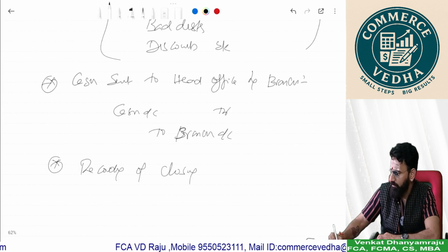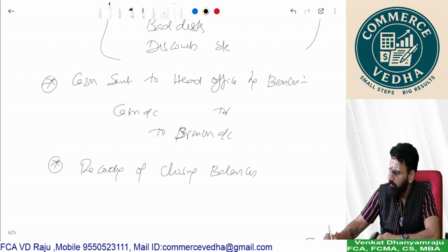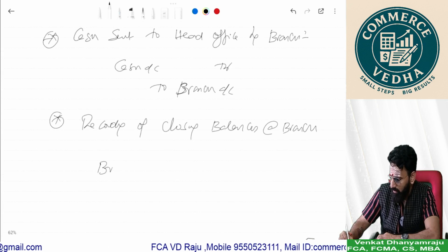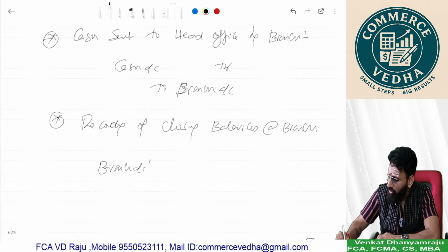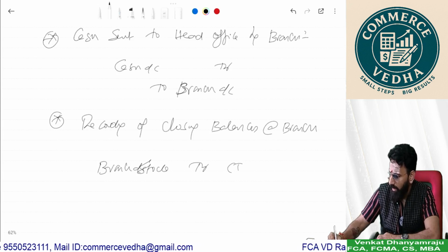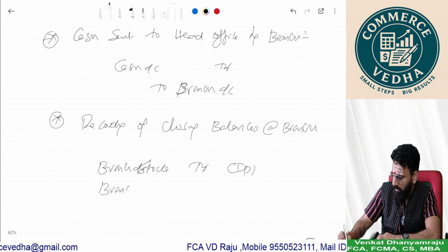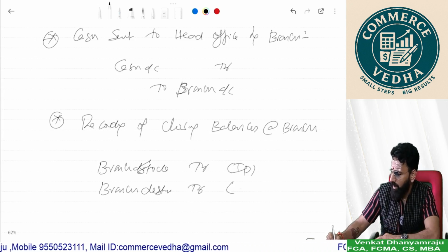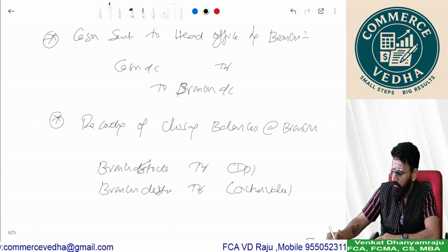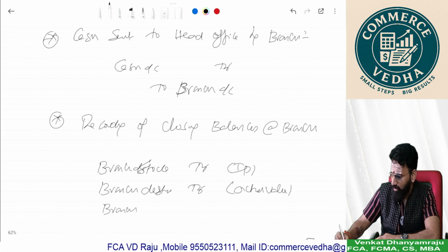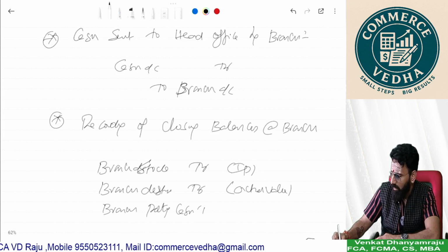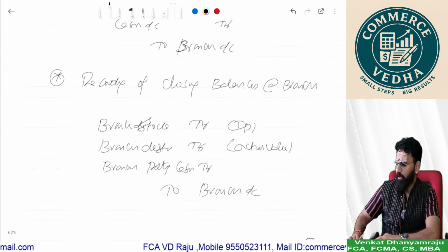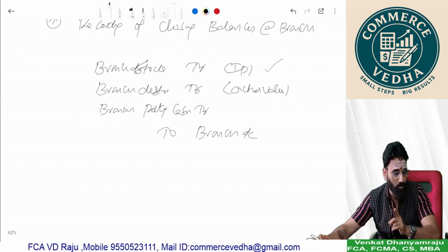And then finally, recording of closing balances at the branch. Branch account debit: branch stock debit at invoice price, branch debtors debit, actual value of debtors, branch petty cash debit to branch account. Here also you have invoice price for the closing stock.